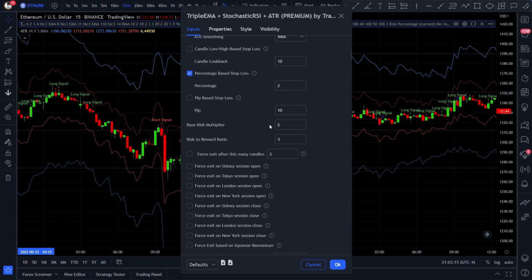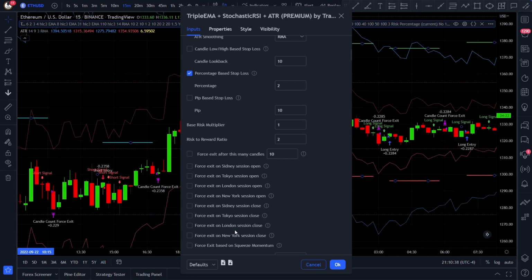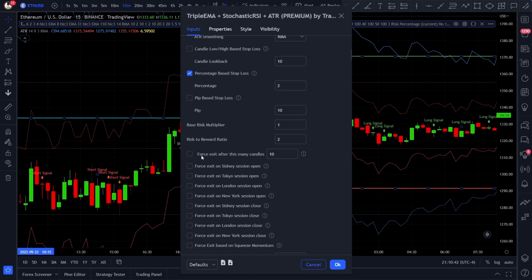The risk to reward ratio setting is self-explanatory. If it is set to 1, then your risk to reward ratio will be 1-to-1, so the script will risk losing 1 unit to make 1 unit. If it's set to 3, the risk to reward ratio will be 1-to-3, so the script will risk 1 unit to make 3. Next up, we have the force exit options. First, you can choose the force exit after this many candles option. As always, if you want to use an option, tick the box next to it.